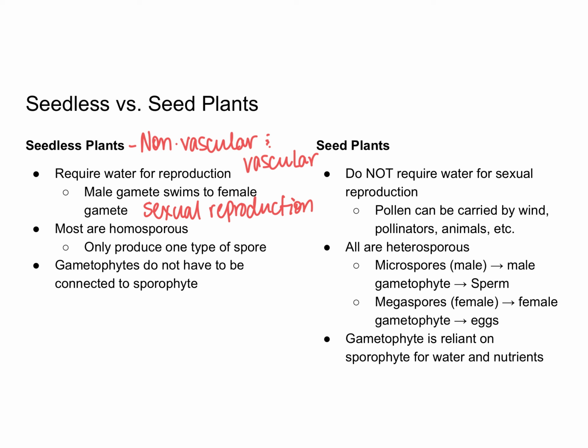Most seedless plants are homosporous, meaning that they only produce one type of spore. And the gametophyte part of the plant does not have to be connected to the sporophyte part of the plant. Remember, this has to do with the two different parts of a plant's life cycle during the alternation of generations.